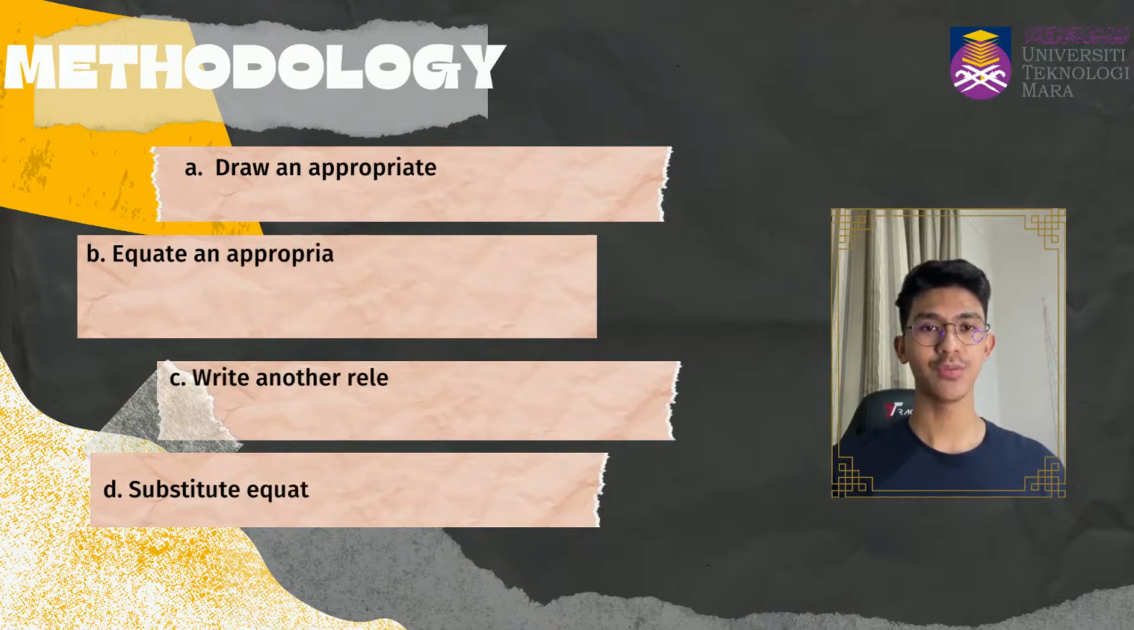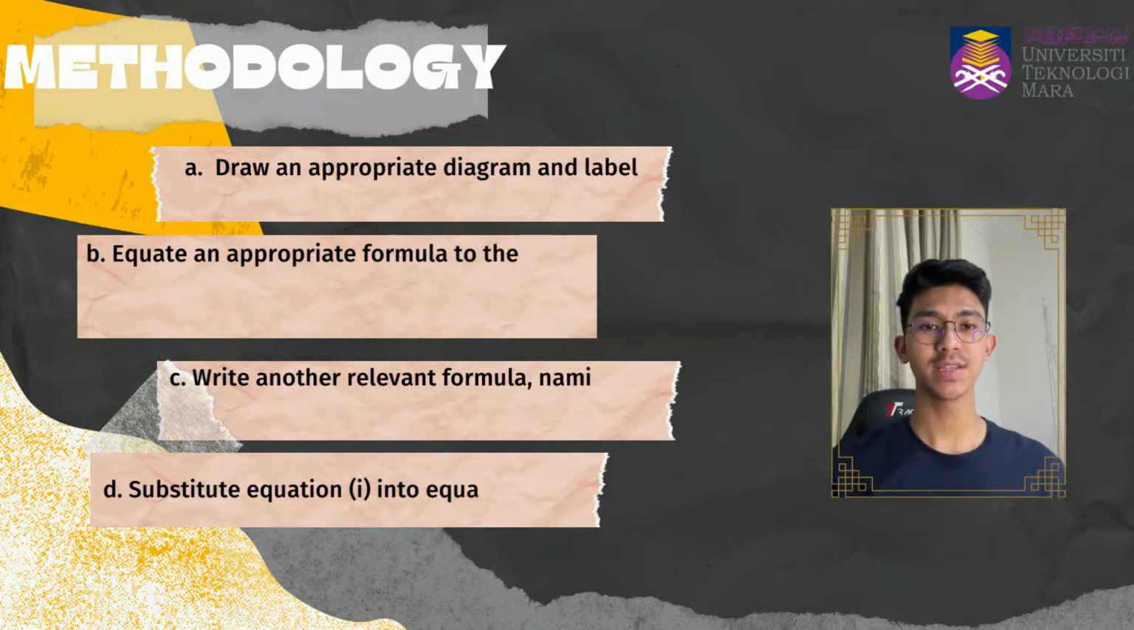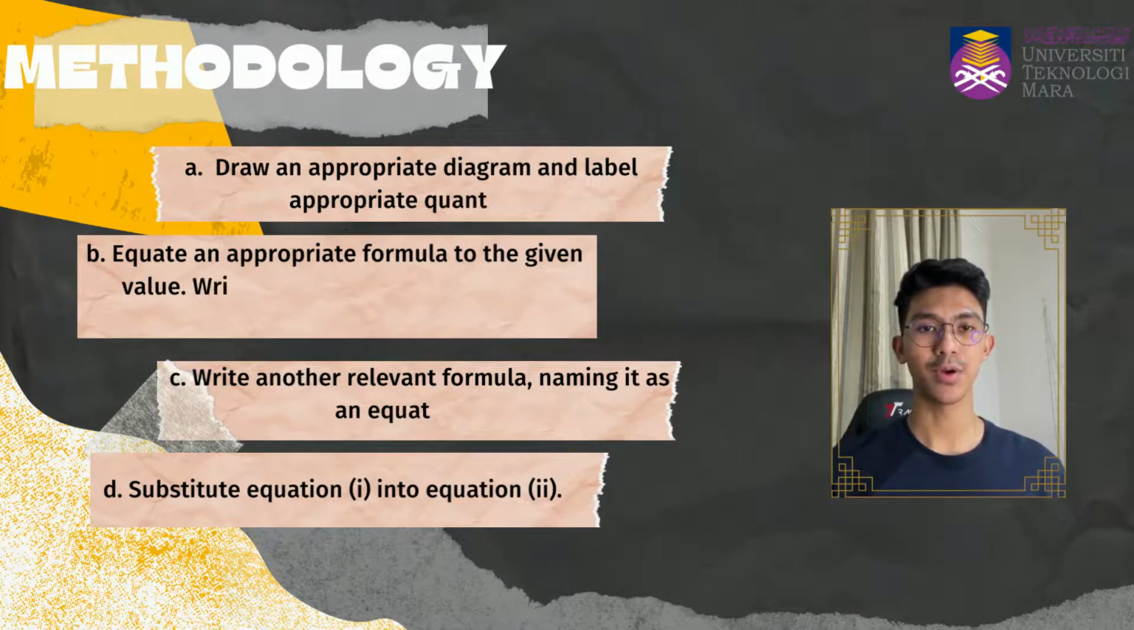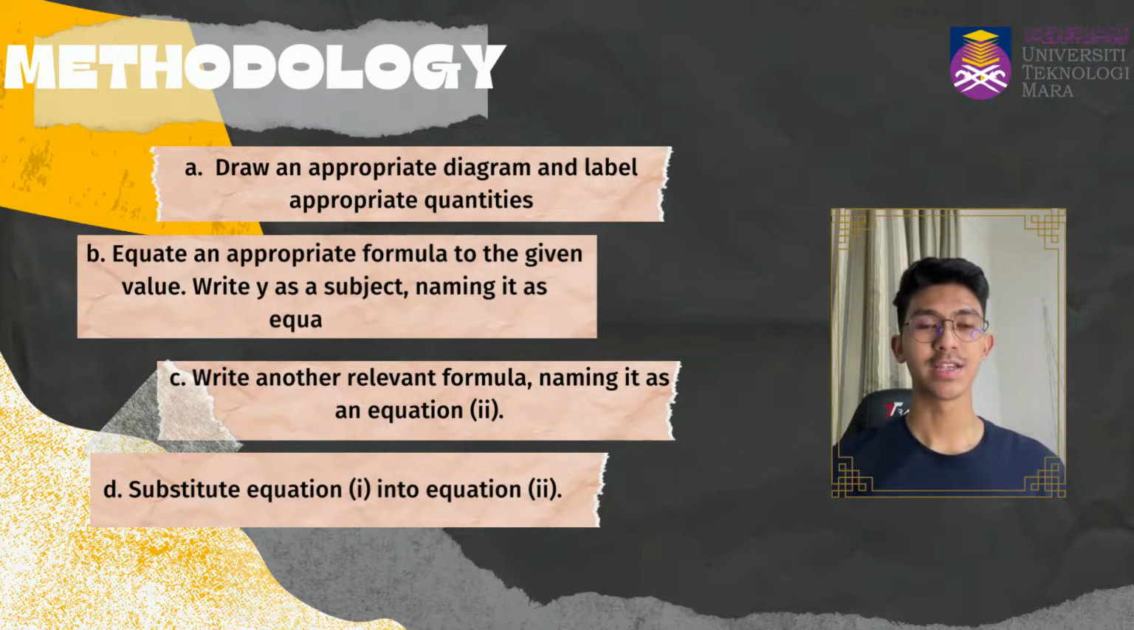Next, we move to methodology. For the first step, we should draw an appropriate diagram and label appropriate quantities. The second step, we need to equate an appropriate formula to the given value. We write y as a subject, naming it as equation 1. Next, we write another relevant formula and name it equation 2. We substitute equation 1 into equation 2.